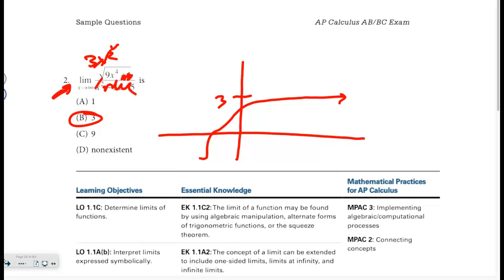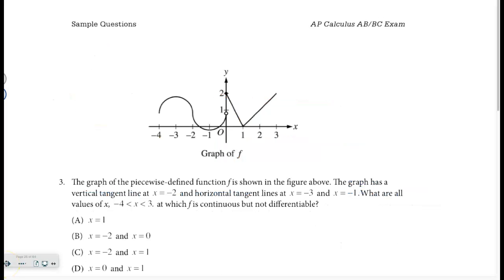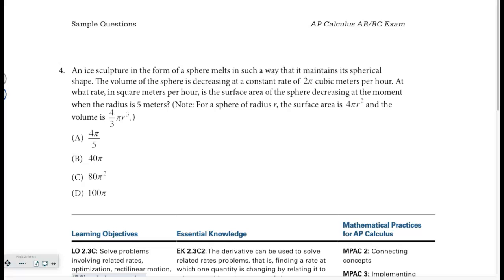The next one I want you to do is, look at this one, should be easy, the continuity and differentiability. Related rate, I just want to go through the process again, because we had a full existence theorem day, we had a full rate in, rate out, delta day, but we haven't done a full related rate day. So we've got an ice sculpture in the form of a sphere, and it's melting, so it's getting smaller, but it's maintaining its spherical shape.